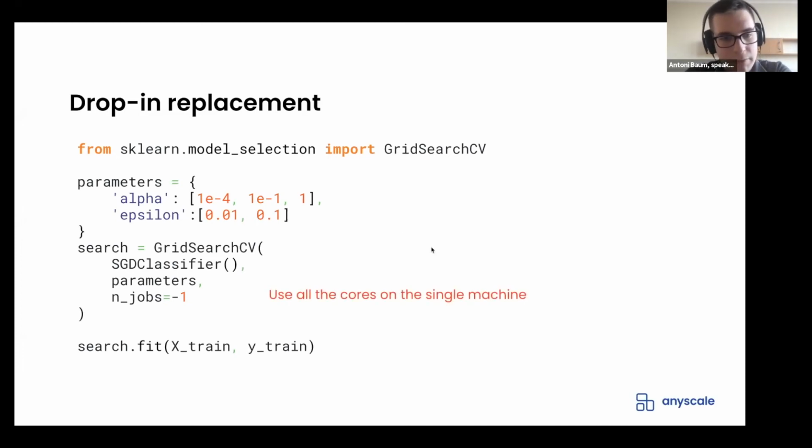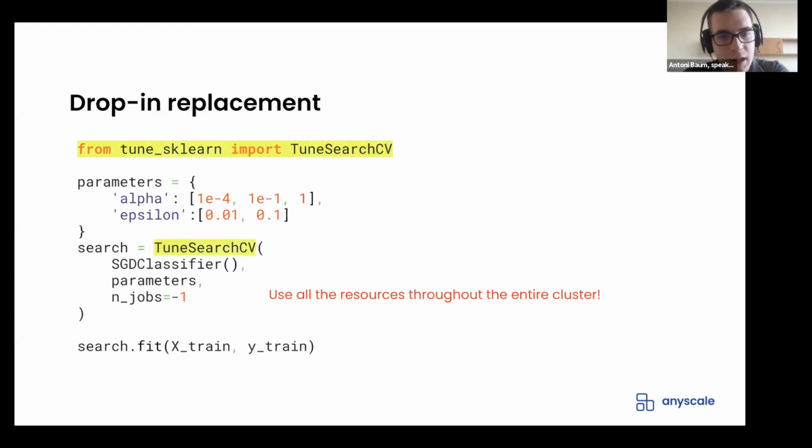The one thing about scikit-learn implementations is that they can only be run on a single machine. However, by using tune-sklearn, it is possible to, with just 2 lines of code changed, harness the power of an entire Ray cluster and use all of the resources available throughout the entire cluster. Furthermore, tune-search CV allows you to choose all of the different optimization algorithms and schedulers present in Ray Tune. And it allows you to specify the resource requirements for your models.